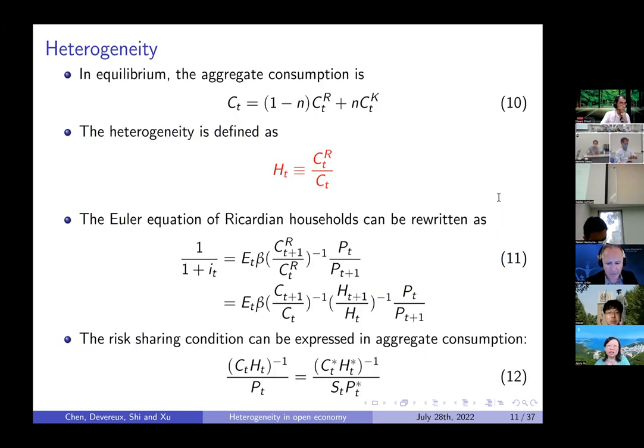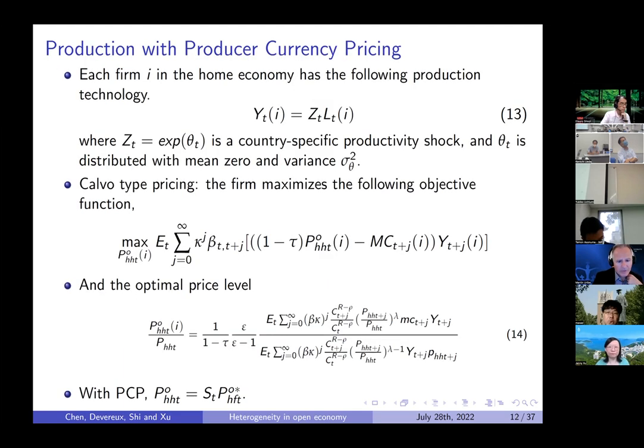Okay, so here comes the interesting part, that is the heterogeneity. So we're going to assume that the aggregate consumption is given by the sum of recording household and Keynesian household. But we are going to define the measure of heterogeneity as the share of recording consumption over the total consumption. And then we have, like what we said, this risk sharing condition. So we can rewrite the Euler equation and the risk sharing condition in terms of total consumption instead of recording consumption. Okay, so I think this part I'm going to skip because this is very standard in the literature.